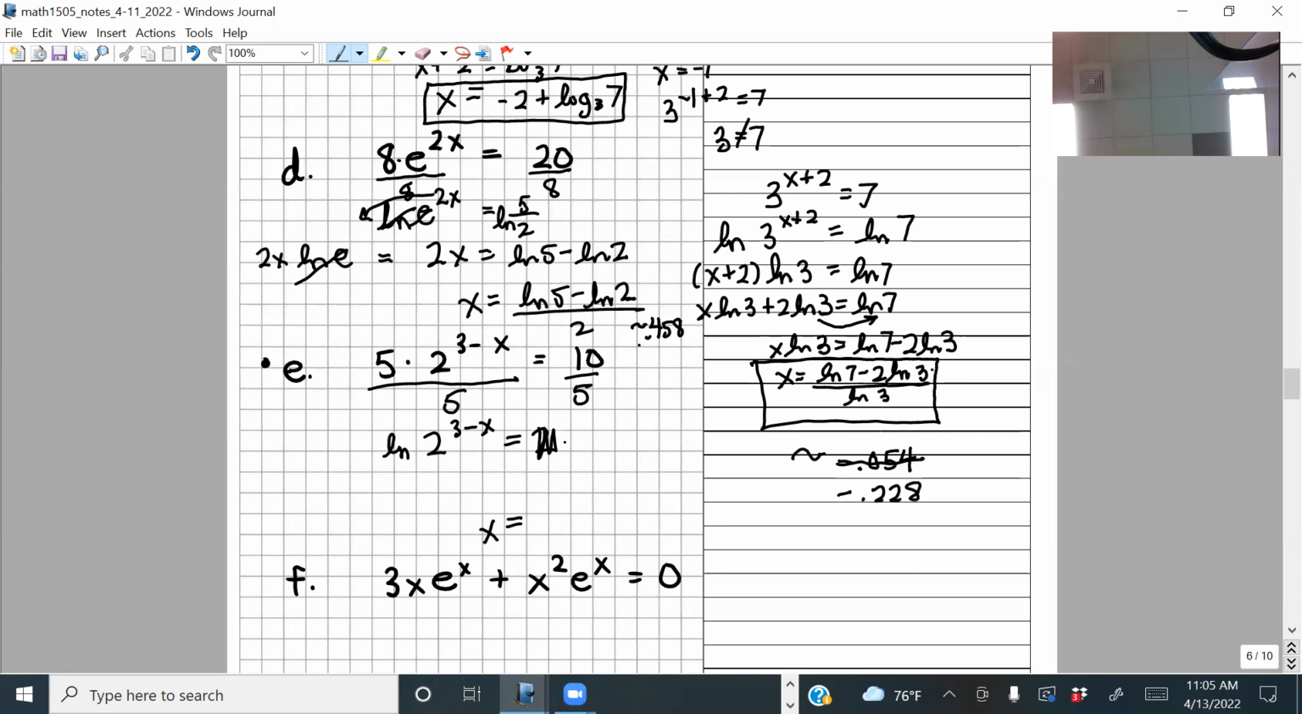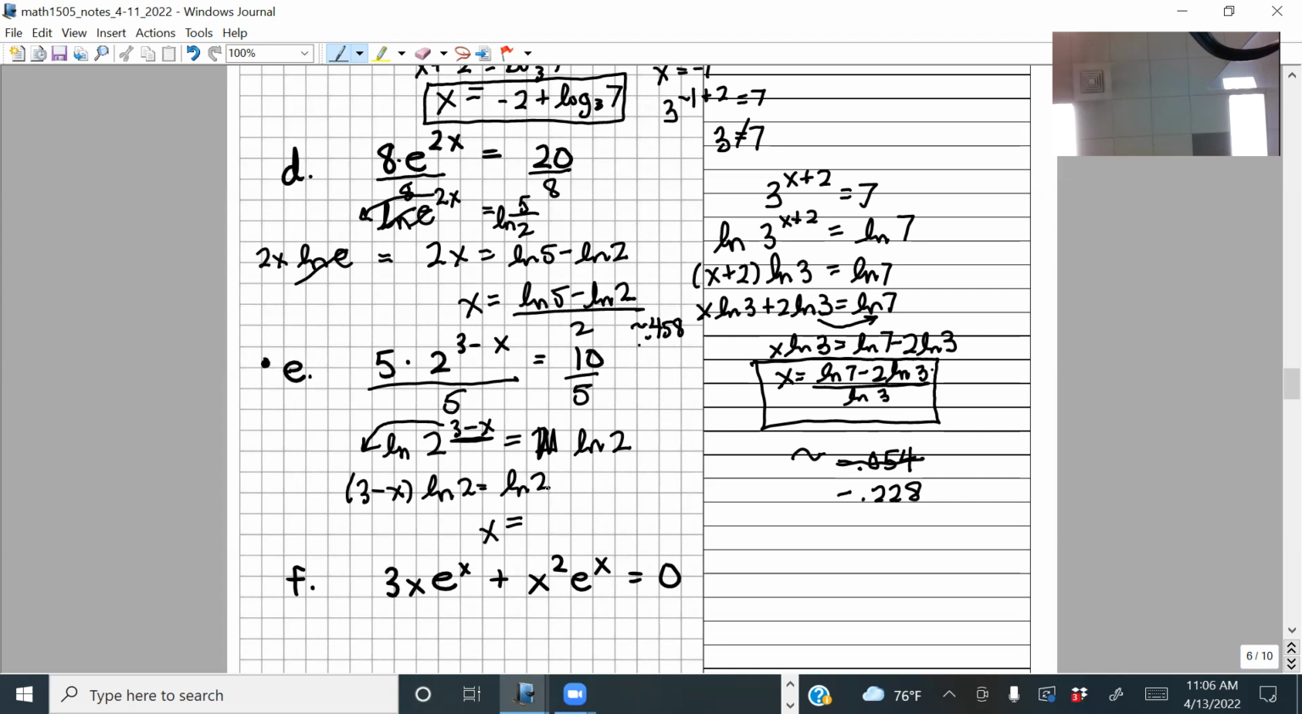So let me squeeze that in here. Take the natural log of both sides. And now we know that property for natural logs: if you have natural log of a power, you can bring the exponent down as a coefficient. So you have 3 minus x times the natural log of 2 is equal to natural log of 2.